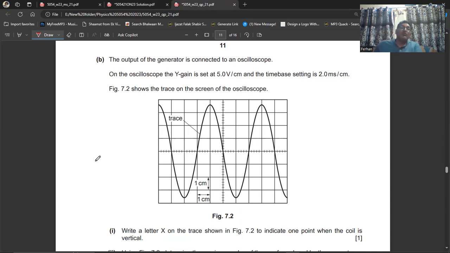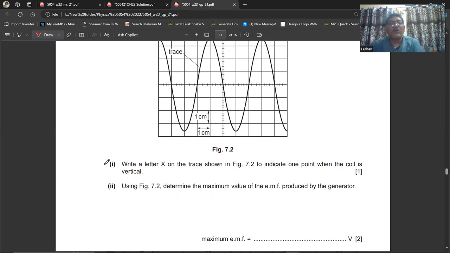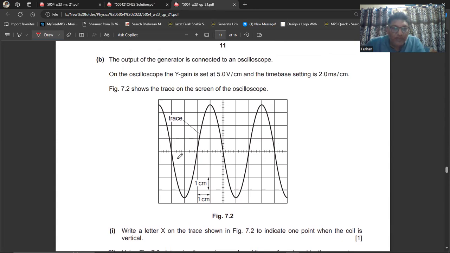Their question is, write a letter X on the trace shown in figure 7.2 to indicate one point where the coil is vertical. Whenever the coil becomes vertical, for a moment, the EMF produced in the generator becomes zero. Remember this fact. Whenever the coil in the AC generator becomes vertical, the EMF induced in the generator becomes zero.